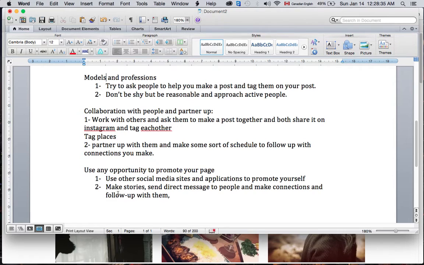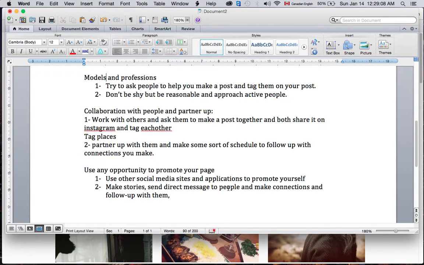The second point I want to talk about is make stories, send direct messages. These have been mentioned in other videos from other people, like always be active, direct message, but don't be shy, make connections as much as you can. Obviously be reasonable. Don't expect too much from people that have too many followers and they don't respond to you. But if you have some sort of a reasonable benefit for them, which would also be collaborating with them, sharing your followers with them, they obviously are going to work with you.